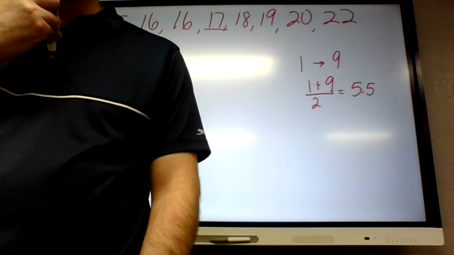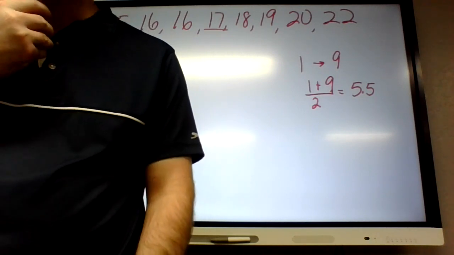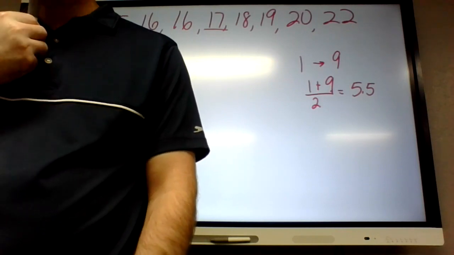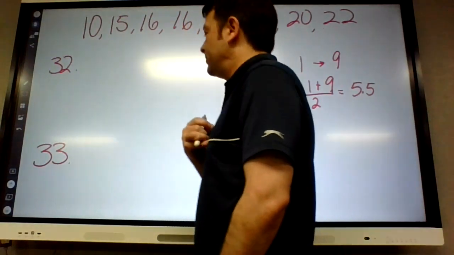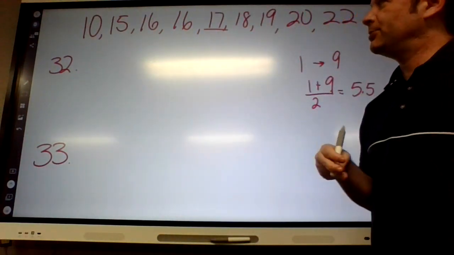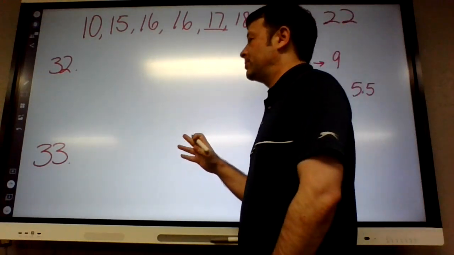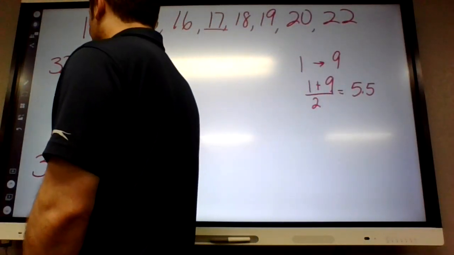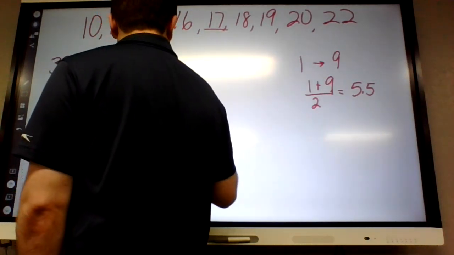Was it 32? Yes, it's 32. 33. Create a box plot. Sometimes called a box and whisker. So there was 5 numbers that we needed. The first one was the minimum. What's the minimum number? 10. The last one was the maximum number.